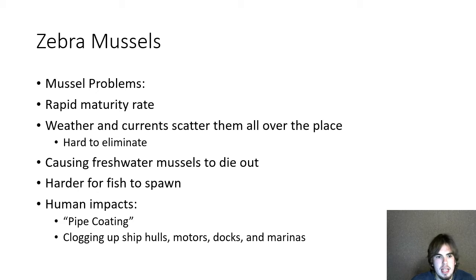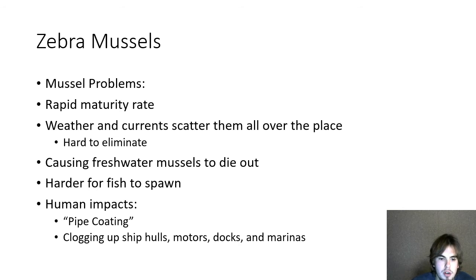So some problems that they cause. Another thing that they have in common with the round goby is they have a rapid maturity rate. So their offspring can spread rapidly and grow rapidly to produce more offspring, and the cycle just continues over and over again. And because they are so small and light, the currents of the lake bodies and river bodies and the weather helps them to scatter all over the place, much like dandelions do in the wind. You know, the dandelions that have the nice big white fluffy petals on the end of them. When you blow on it, they spread everywhere. That's kind of what I think about when I think about this.